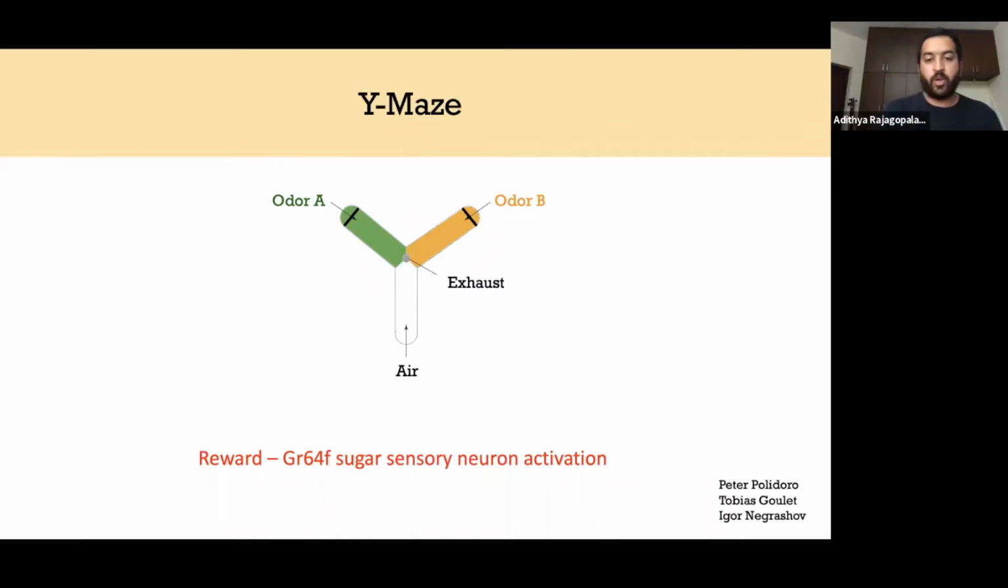And so once the choice is made, suppose the animal shows odor A, that arm is now filled with clean air, and then the other two arms are randomly provided with the two odors, and the fly gets to make its choice repeatedly. And the rewards that are associated with odor A and odor B change over time.